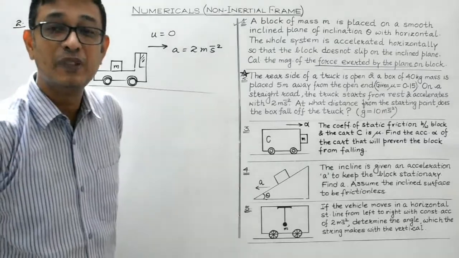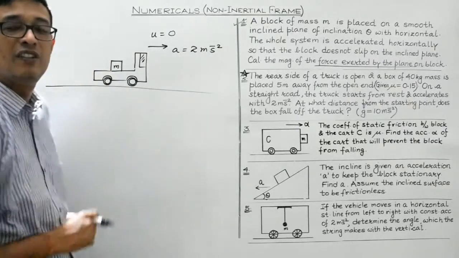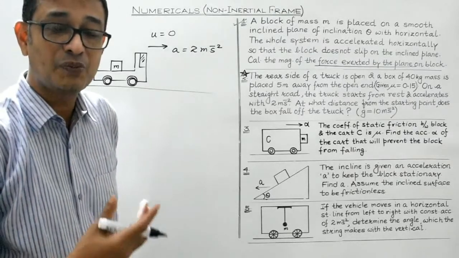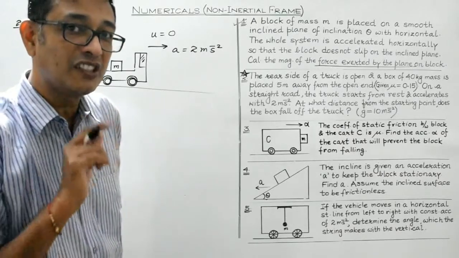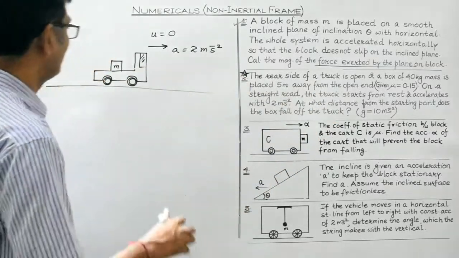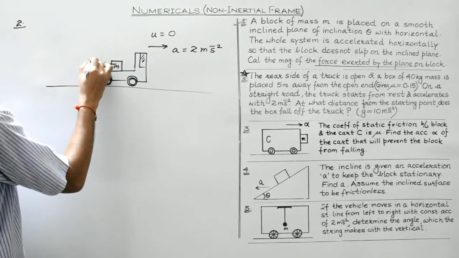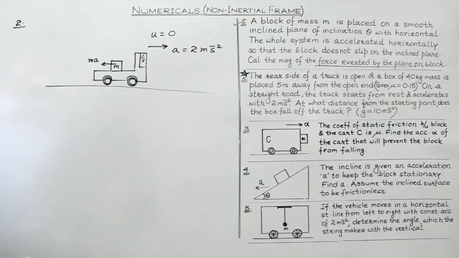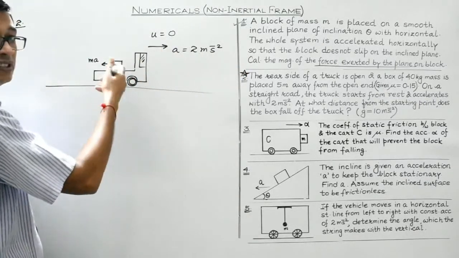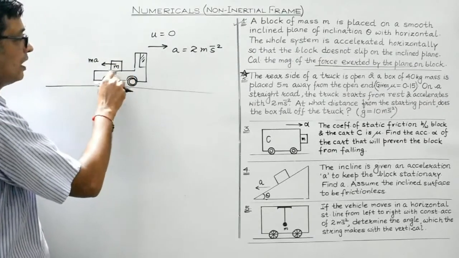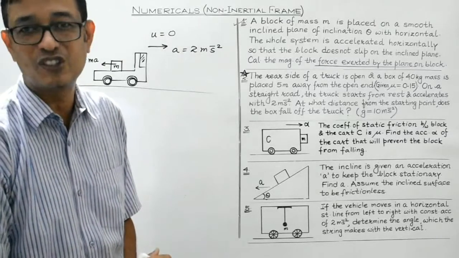So it must be a non-inertial frame of reference. So this block must be experiencing a pseudo force in a direction opposite to which the system gets accelerated. Right? So it must experience a force along this direction, m into a. This is the pseudo force. The system is accelerating along this direction. So this body on the system will experience a force, mass multiplied by a, in the opposite direction. So that's the concept of fictitious or the pseudo force.